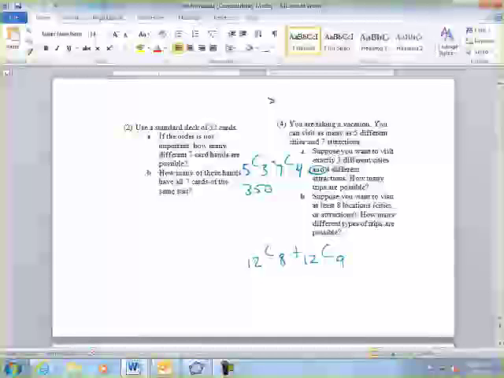9 would be okay with us. 10 would be okay with us. 11 would be okay. And 12 would be okay as well. At least 8 means 8 or more. So I'm okay going to 8, but I'd be fine having more stuff on my agenda as well. So the first few I'm going to type in my calculator. So 12, choosing 8, gives 495. Choosing 9 gives 220. Choosing 10 gives 66. But these last couple I actually don't have to type in.